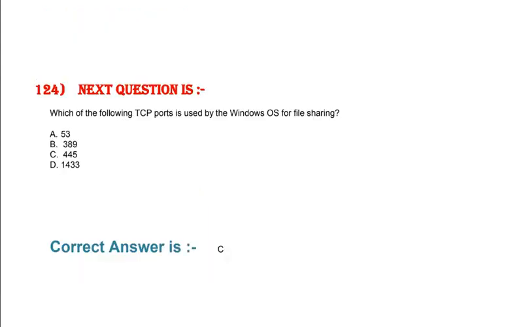Question is, which of the following TCP ports is used by the Windows OS for file sharing? Option A, 53. Option B, 389. Option C, 445. Option D, 1433. Correct answer is option C.